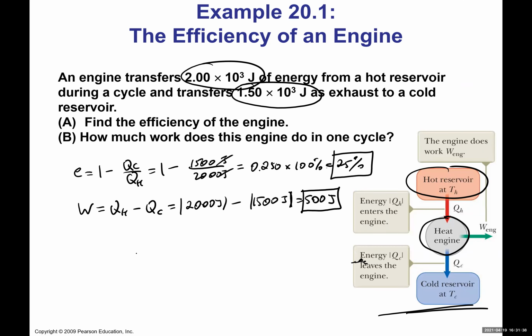Okay, as you can see, this engine is about 25% efficient. That means for every 100 joules, 75 joules, let's say, will go into waste, and only 25 joules of energy will go into doing some kind of useful work.